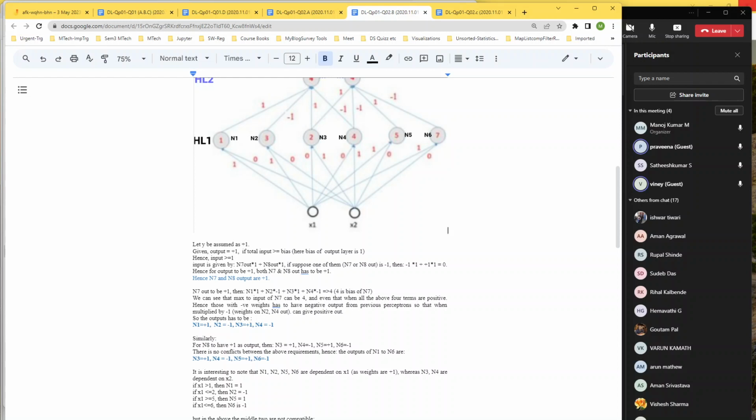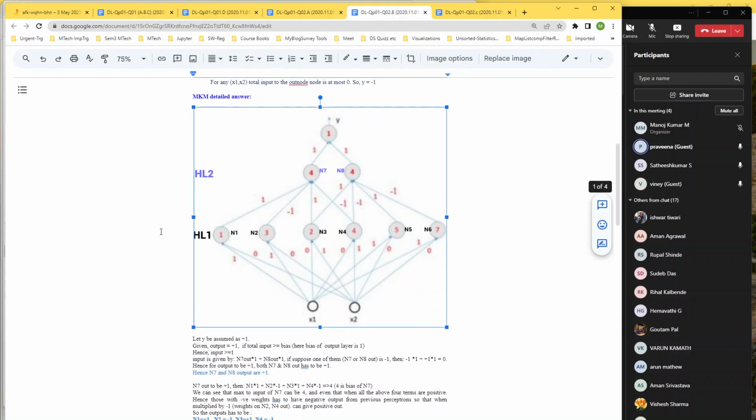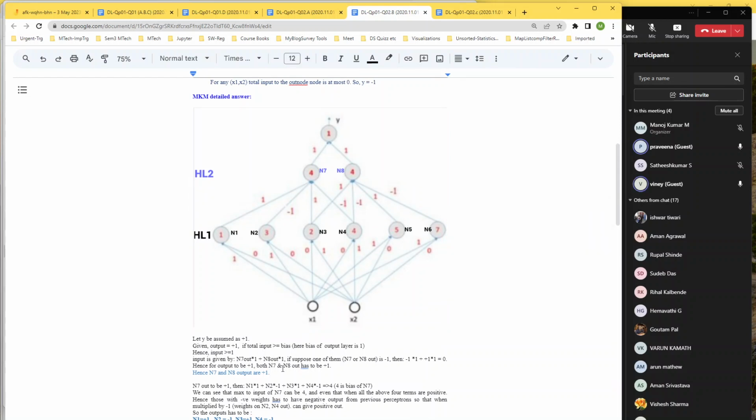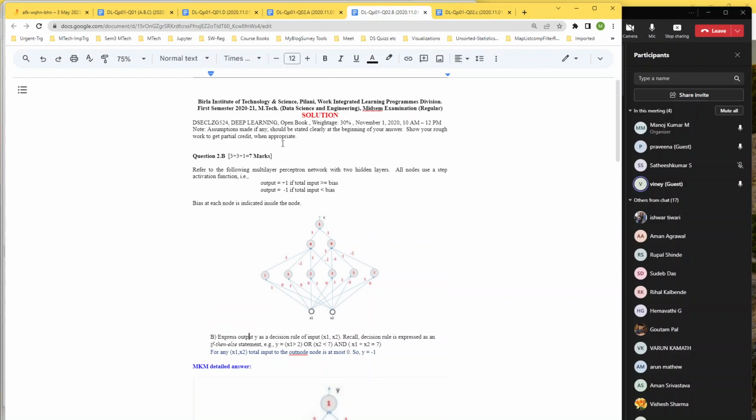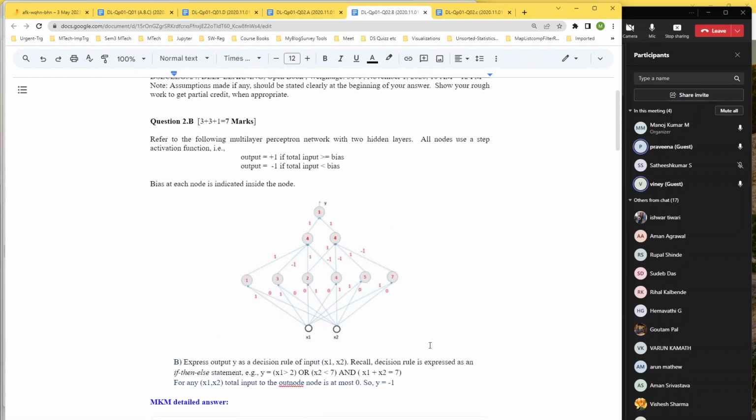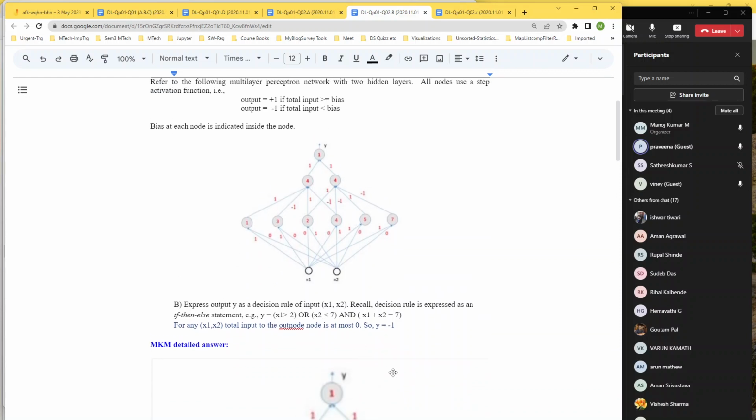Okay. So do we start from the Y portion or only the N1 and 2? Satish, what Manoj has done is for this question, we need to prove. What was the proof which we had to do, Manoj? Can you go to the question? Let us read the question. Express the output y as a decision rule of input x1 and x2. So we have to find a rule based on which we can express the output of y, starting from x1, x2 only.